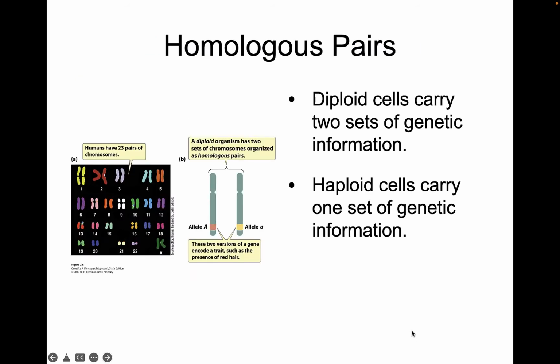So what do I mean by homologous pairs? If we're talking about a diploid cell, di being two, a diploid organism has two sets of chromosomes that are organized as what we call homologous pairs. So they're the same type of chromosome, they just may have differences, as one would come from the maternal side and one from the paternal side. But ultimately, we say humans have 23 pairs of chromosomes, or 46 chromosomes.